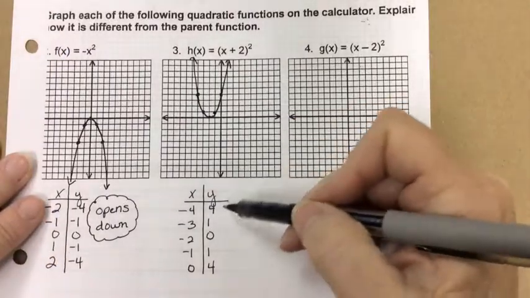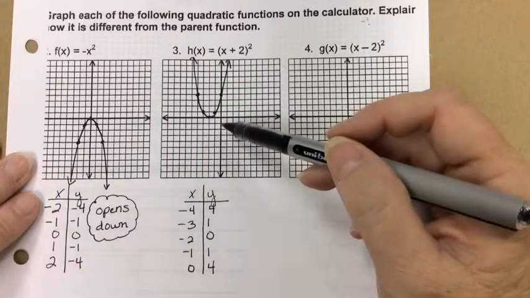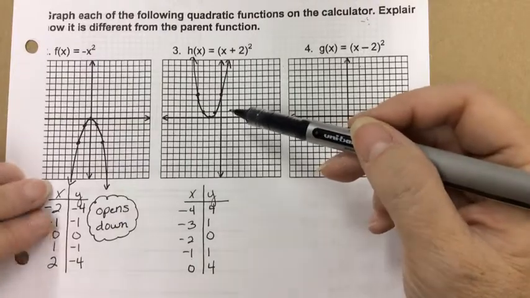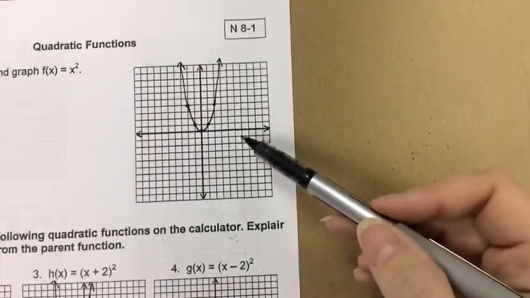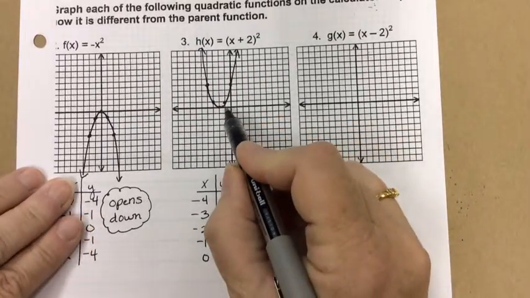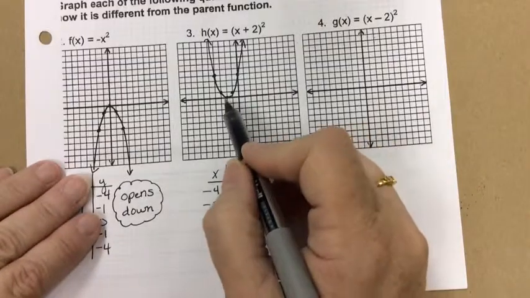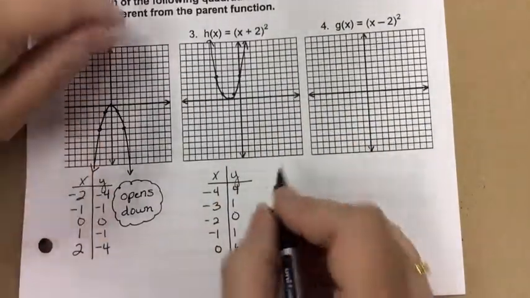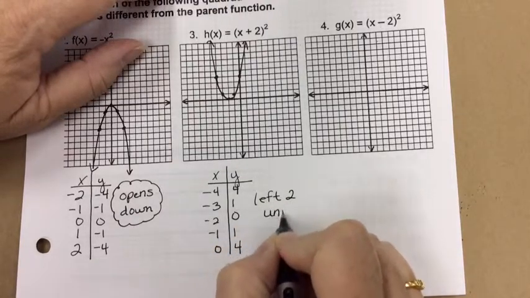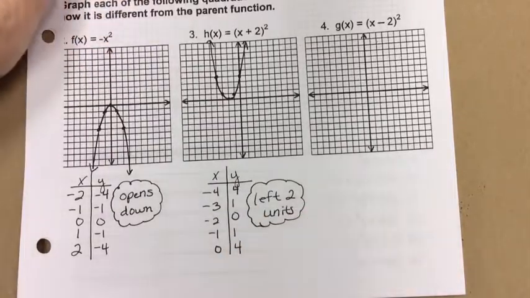Okay, so I'm hoping you got my same table that I got, and I'm hoping you got my graph. And this graph looks exactly like the parent function, only what is the difference? Can you see the difference between this one and the parent function? I think you're right. I think it moved to the left 2 places. If we look at our vertex was at 0, 0. Now it's at negative 2, 0. So it just moved left 2 places. So we're going to say left 2 units. And that is the difference between this function and our parent function.